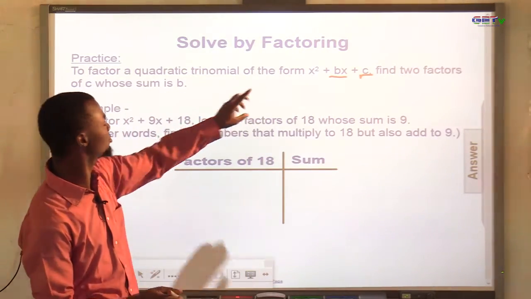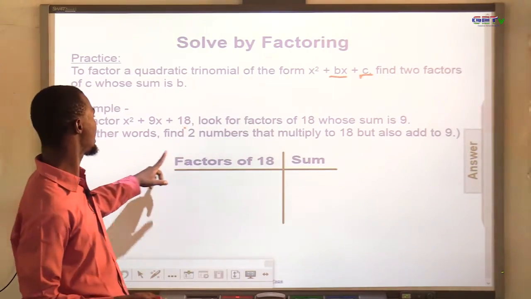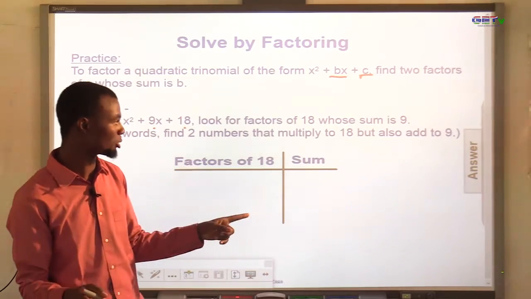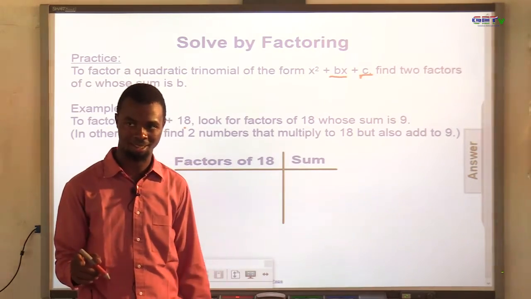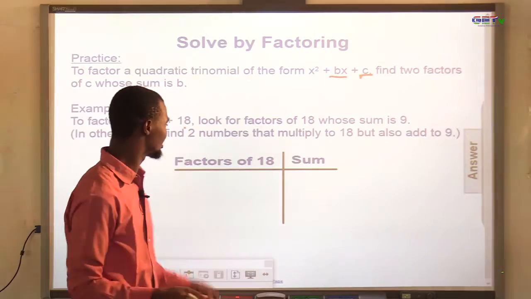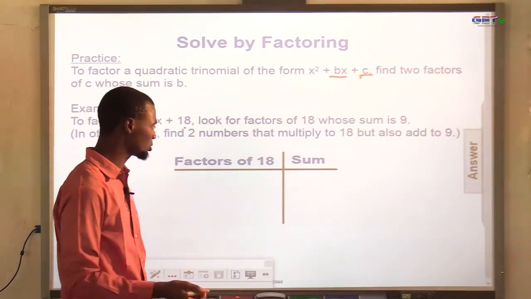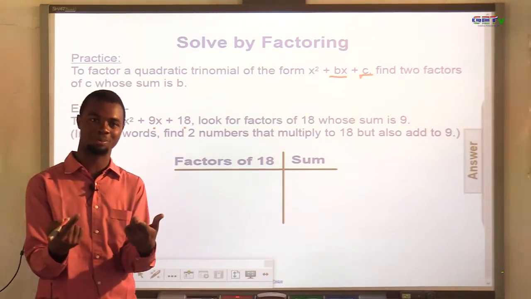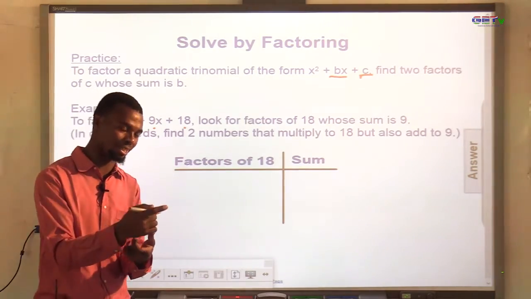If you look at this from this explanation, your c is 18 and your b there is 9. So you'll find two factors of 18 whose sum will give you 9, because your c is 18 and your b is 9. That is what you have here. We list the factors of 18. What are the factors of 18? Factors of 18 are two numbers that, when you multiply them, give you 18, or numbers that can go into 18.